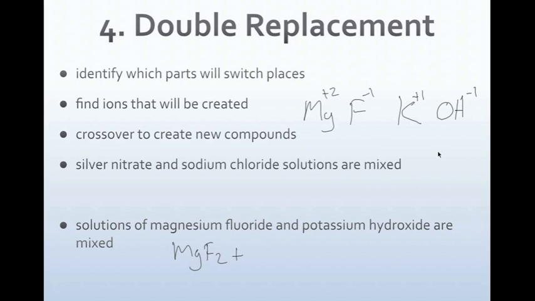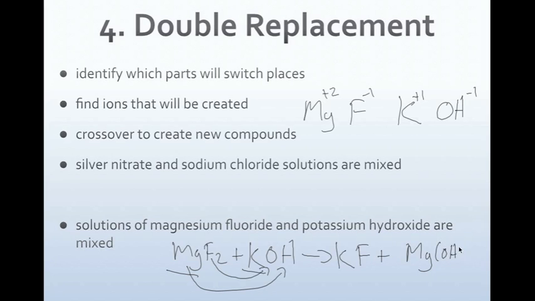MgF2. And we crisscross potassium and hydroxide, and we get KOH. And it produces a product. The metals will switch places, so magnesium is going to be bonded to hydroxide, and the fluorine is going to be bonded to potassium. So we crisscross these, and we get KF plus our magnesium hydroxide of MgOH2. And all we did was crisscross those with their new partner.